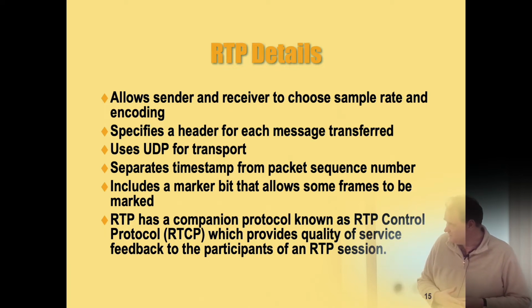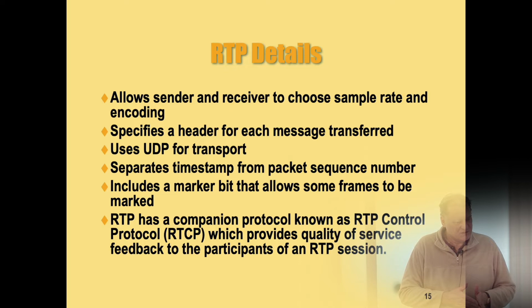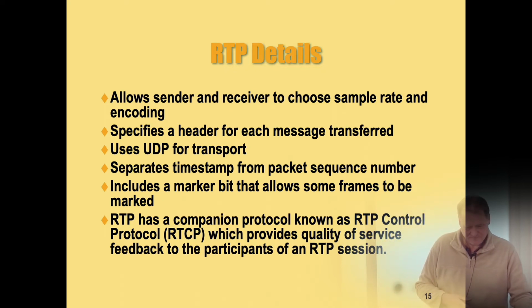There is a companion protocol to RTP, the RTP control protocol, RTCP, that provides some quality of service feedback. So the idea is that the client can send something back to the server and say something about the quality of service here. We can negotiate it, we can send back information about how it actually works. So that is not done by RTP itself, but by this companion protocol instead. So that's RTP.